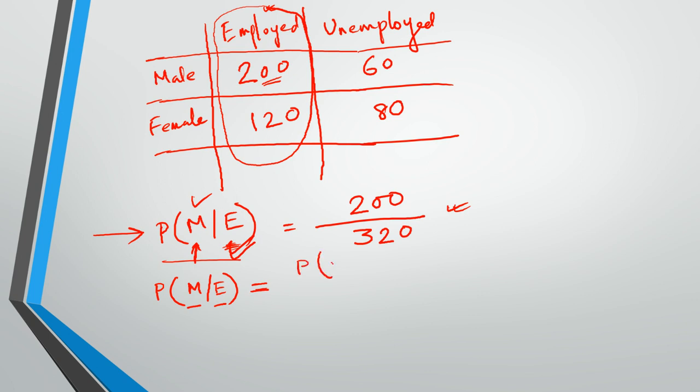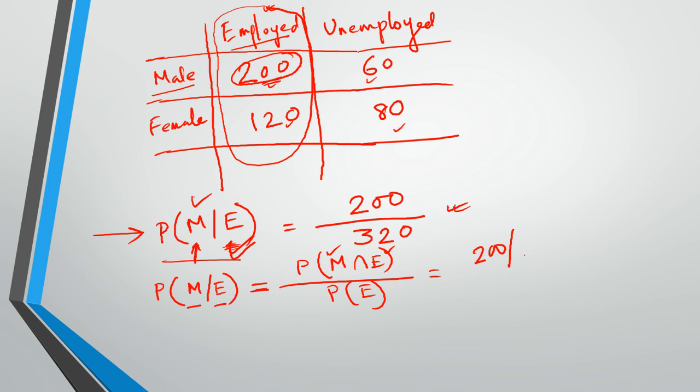What is it? We know it should be M intersection E divided by probability of E, right? What is the probability of M intersection E? It should be the intersection of M and E, that is, it should be a male and it should be employed. So how many males and employed are there? 200. So what is that probability? 200 divided by the total number. What is the total number? 200 plus 120 plus 60 plus 80, right?